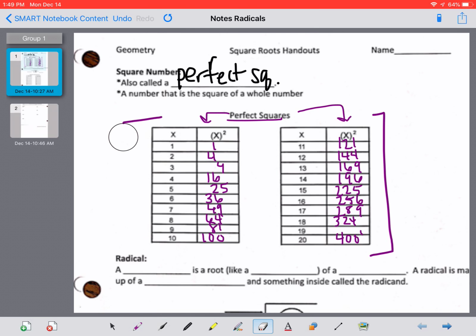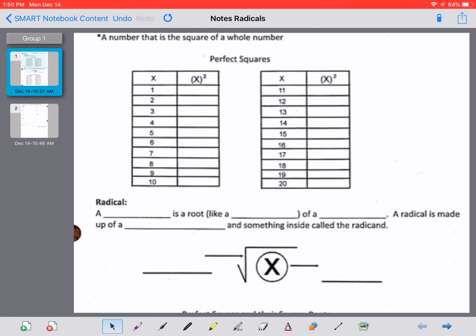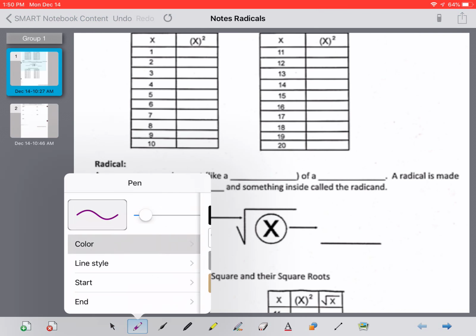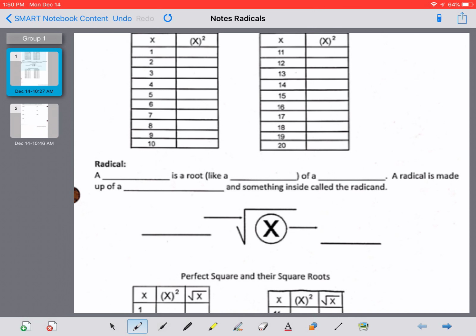Gotta erase that now. So below here, some terminology that we use when we're working with simplifying square roots. A radical is a root, like a square root of a number.